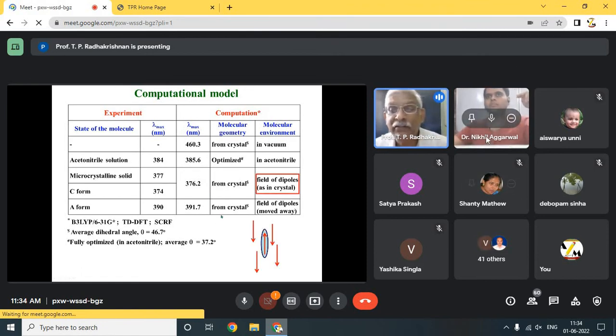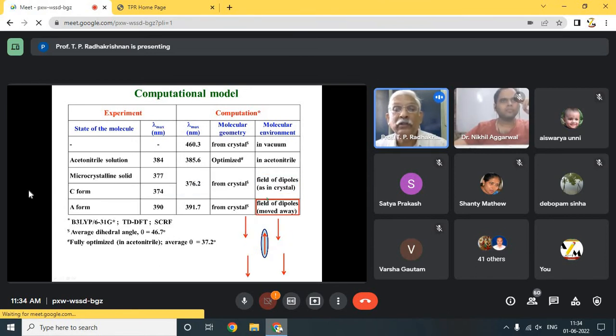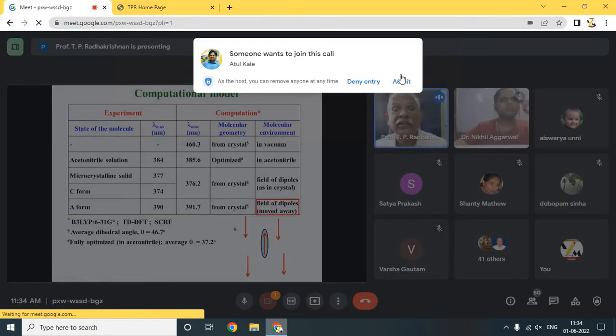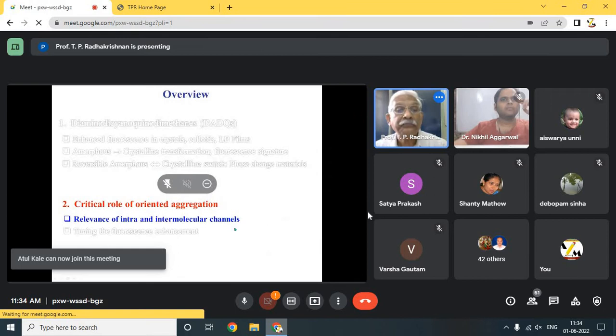So again, here we did the usual thing, which we actually started with. This work was done before the other work which I discussed. By using this field of dipoles, by moving them, we can actually model this amorphous to crystalline transformation. Here we did just one shot. There we did a more systematic study, as I already discussed with you.